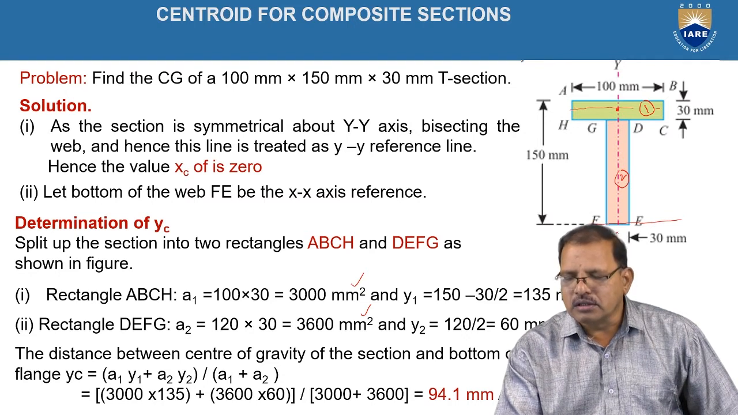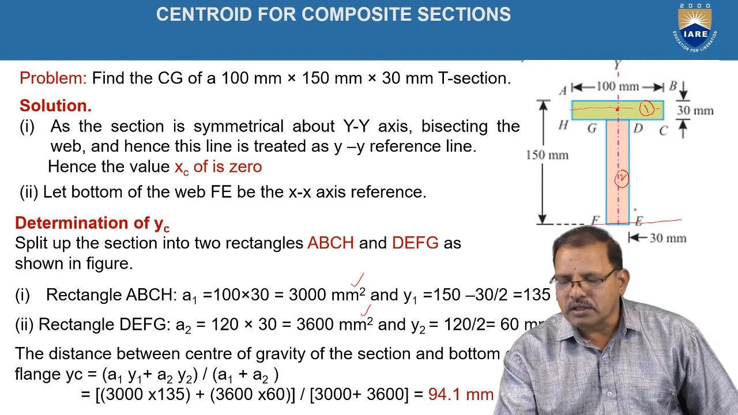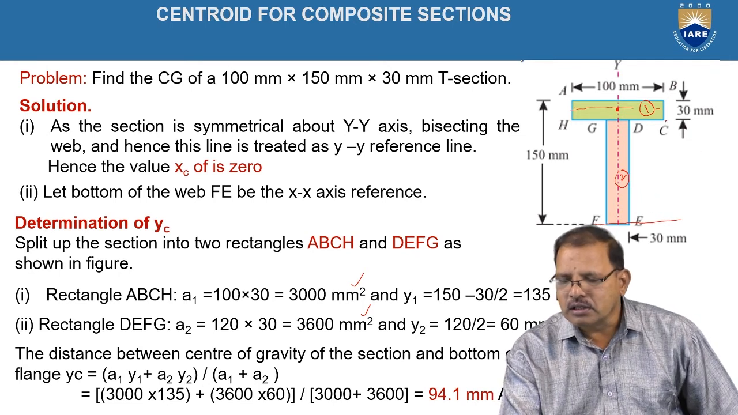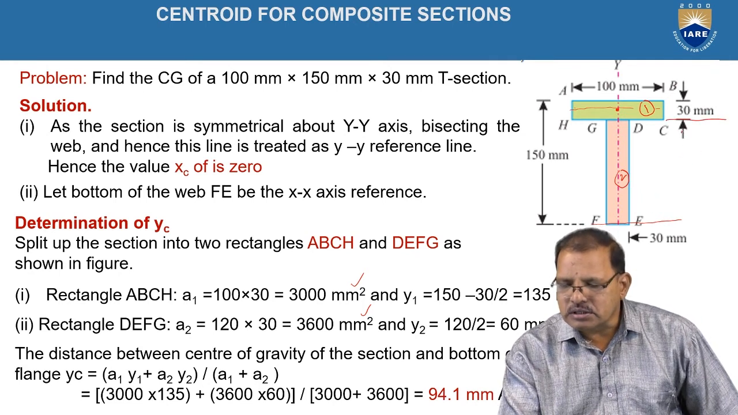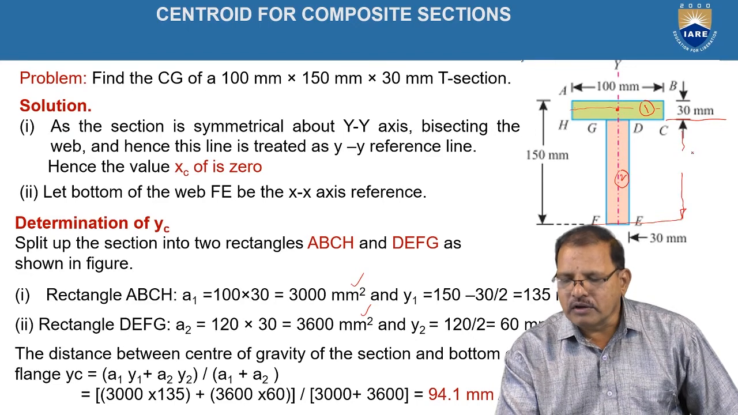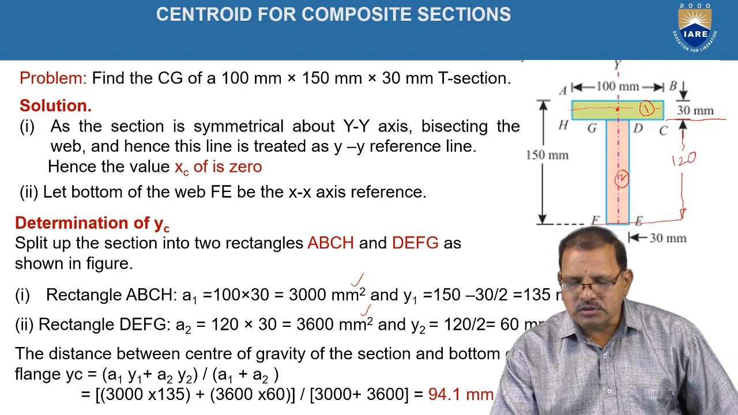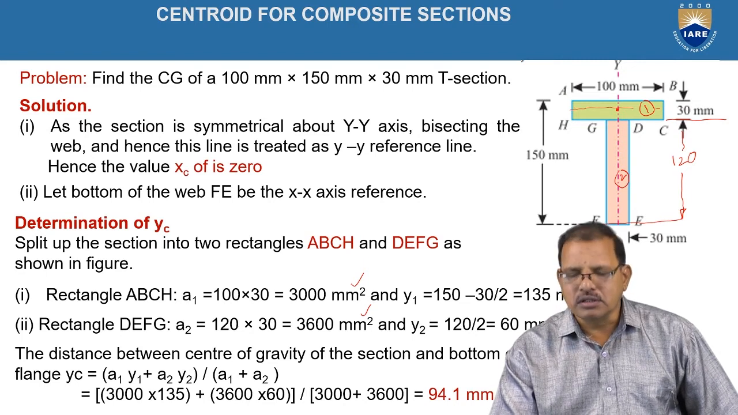It is located at the midpoint of the rectangle EFGD. That is, the height is given here according to the figure. This height is nothing but equal to 150 minus 30, which is equal to 120. Hence, YT is equal to 120 by 2, which is equal to 60 mm, as represented here.